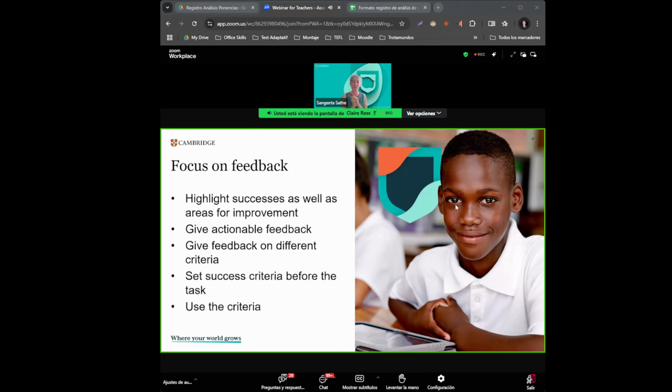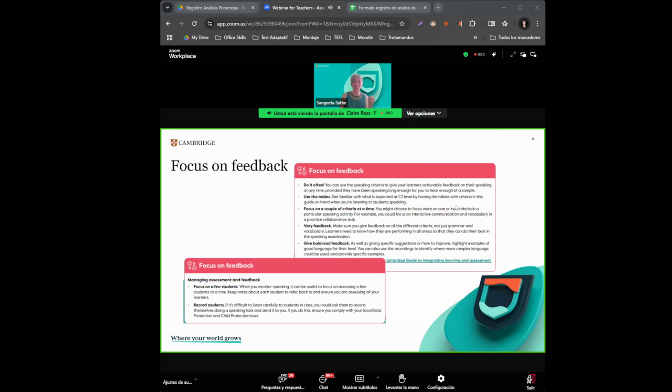And so as I mentioned before, everything we're talking about today, all of our tips are in the speaking guides. Throughout the guides, you'll see these focus on feedback boxes, which give you tips and advice on providing effective feedback in general and also in relation to the specific speaking criteria.